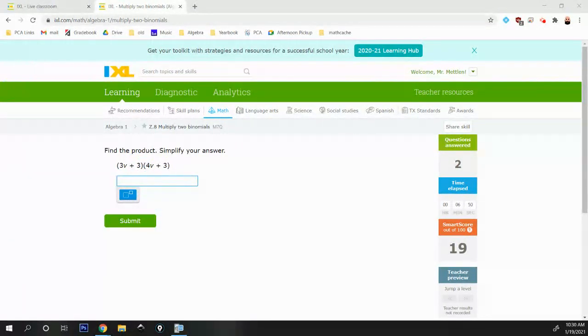All right, and it's this way for all of them. There's nothing super fancy or super special. There's no extra sections because it's all the same thing each and every time. So let's do another one. I'm going to take my first term, which is 3v. I'm going to multiply 3v times 4v. I'm going to multiply 3v times 3.